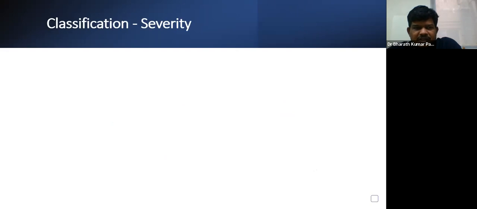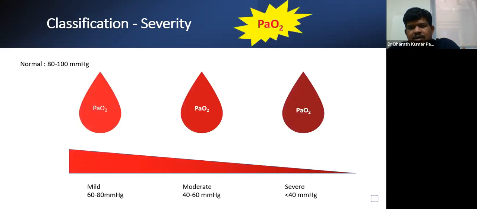Coming to classification of severity of hypoxemia, which is done on the basis of the partial pressure of arterial oxygen values in an ABG. The normal partial pressure of arterial oxygen is about 80 to 100 millimeters of mercury. As we see from left to right, there is a change in the color, as you notice, from bright red to dark red. The triangle indicates that there is falling partial pressure of arterial oxygen from left to right, based on which it is classified into mild, moderate, and severe hypoxemia.